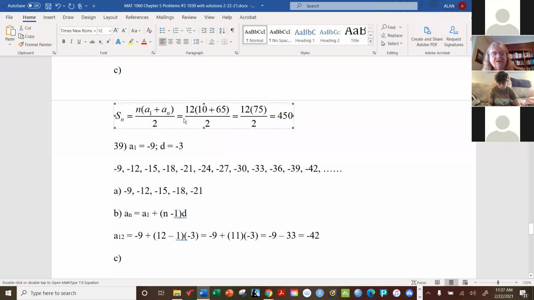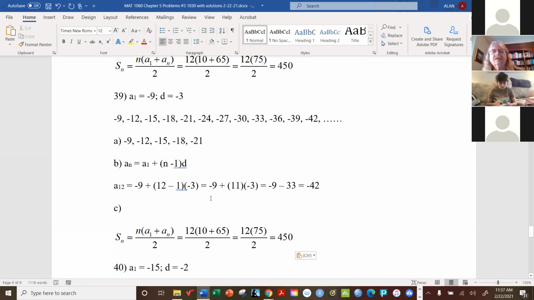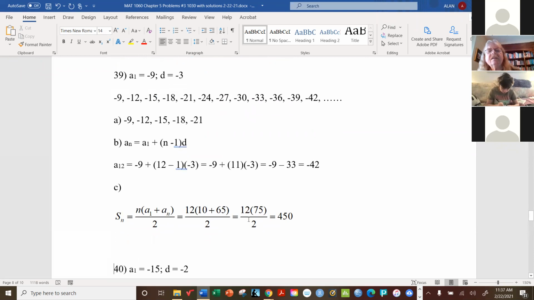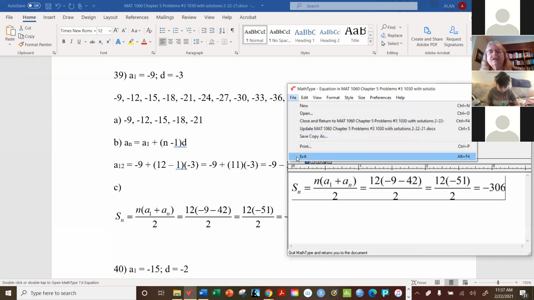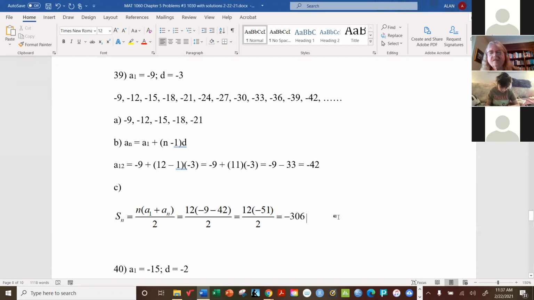And then for the sum, again, I'm just going to steal this formula here rather than typing it all over again. And so again, the nice thing about this is I really only have to change a couple of numbers anyway, which are the first term and the 12th term. So I've got 12 times negative 51 divided by 2, which is minus 306. And that's pretty wild. The sum is negative. But of course, that's because they're all negative numbers. Of course they are.